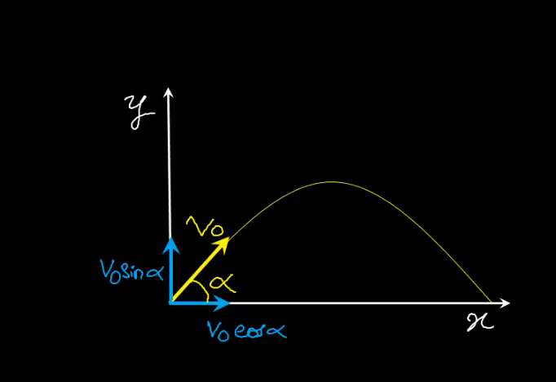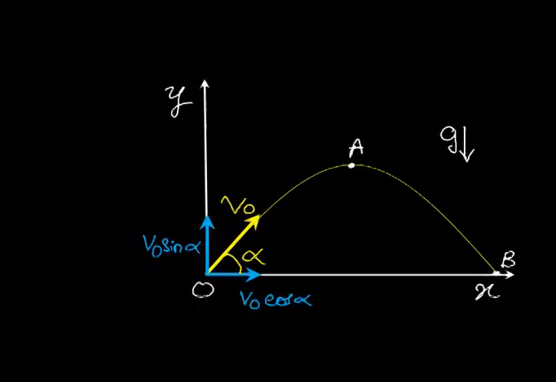And I'm going to plot 3 points on this graph. I'll call this 0. This highest point where it reaches, I'll call it A, and this point B. When it reaches the highest point, we know its y direction velocity is going to be 0. Its x direction velocity remains the same. Remember, in the x direction it's going in a uniform motion. It's only in the y direction we have acceleration due to gravity.